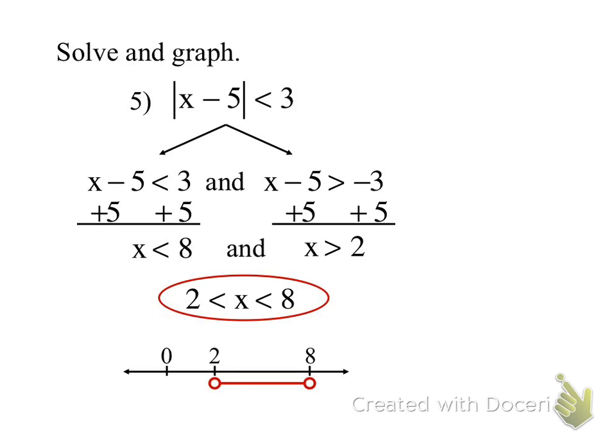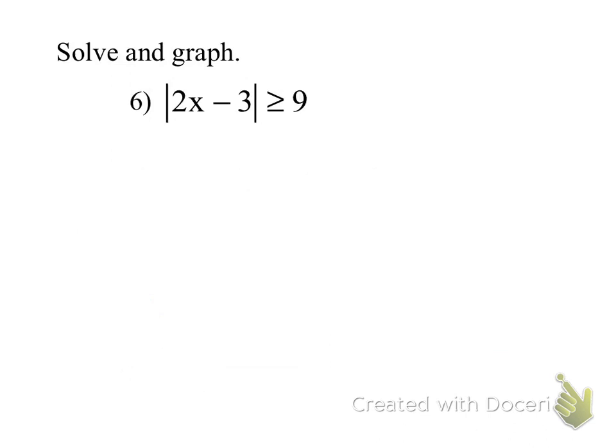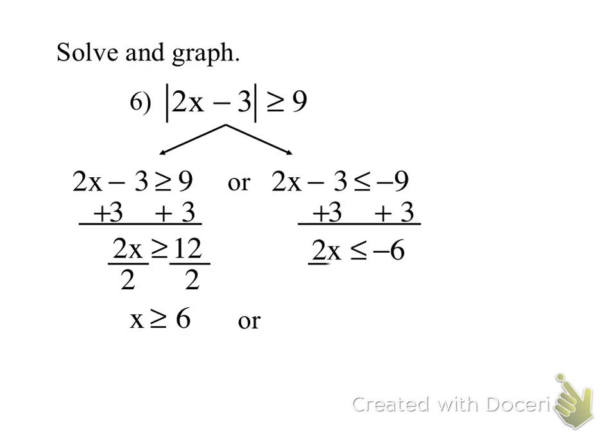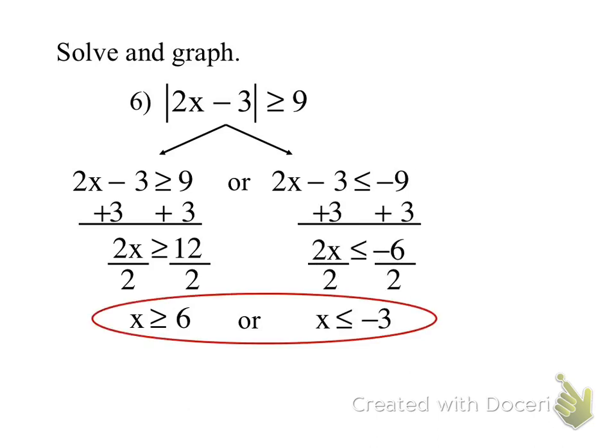All right, let's look at the next one. You guys ready to try this one on your own? Okay, pause the recording and try the next one. Let's check our answers. So we're branching it out. Is this an "and" or an "or" statement? Or, because it's one or two lines on the graph. Should be 2. So we should have gotten x is greater than or equal to 6, or x is less than or equal to negative 3.